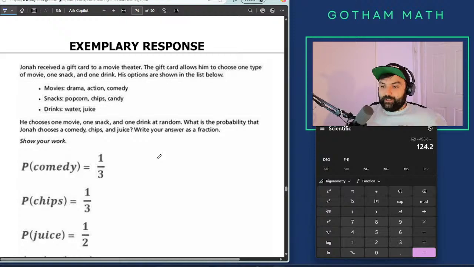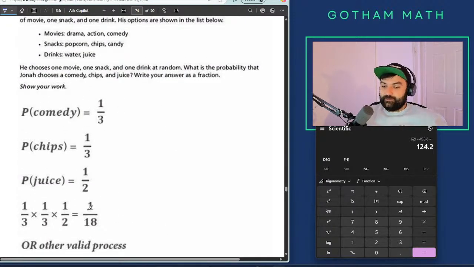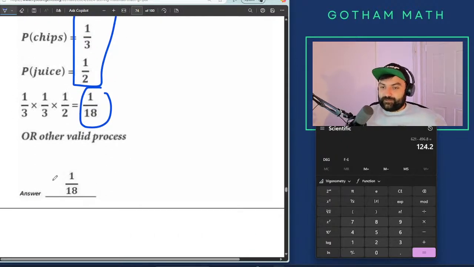So let's go and see what we have here. It's done a little bit differently, right? From what I did, like 1 out of 3. Okay, comedy. Oh, okay. Multiplied probabilities. It's a good enough way. You know what happens? Because you only choose one. Like it's comedy, so to get comedy it's a 1 out of 3 chance. Then 1 out of 3 chance to get chips. 1 out of 2 chance to get juice, and you multiply the probabilities and you get the final probability. That's also good. That's good enough.